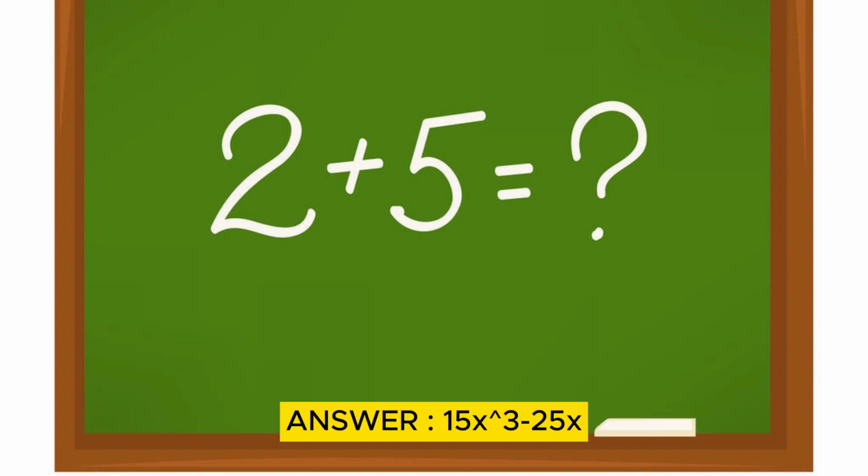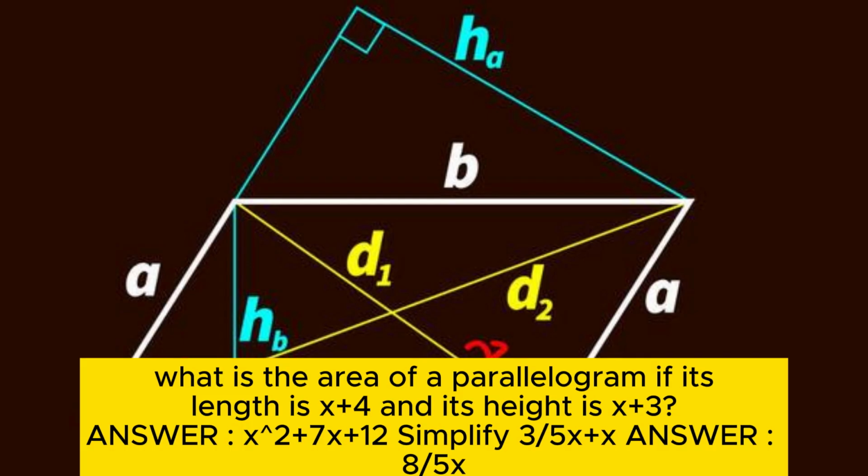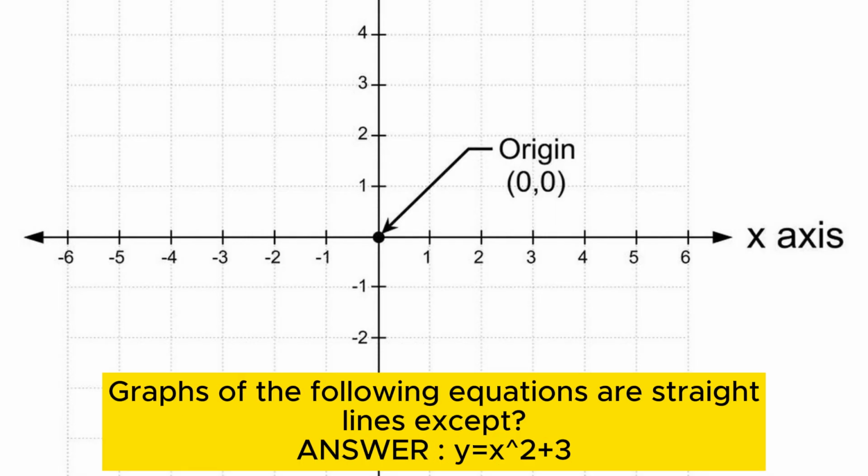Answer: 15x to the 3 to 25x. What is the area of a parallelogram if its length is x plus 4 and its height is x plus 3? Answer: x squared plus 7x plus 12. Simplify 3/5 x plus x. Answer: 8/5 x. Graphs of the following equations are straight lines except, answer, y equals x squared plus 3.